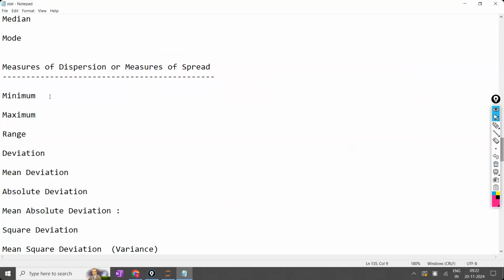Now, minimum is, in the given data set, the minimum value. Maximum is, in the given data set, the maximum value. Range means maximum minus minimum. It gives how the data is distributed, from minimum to maximum, from this value to this value, right?